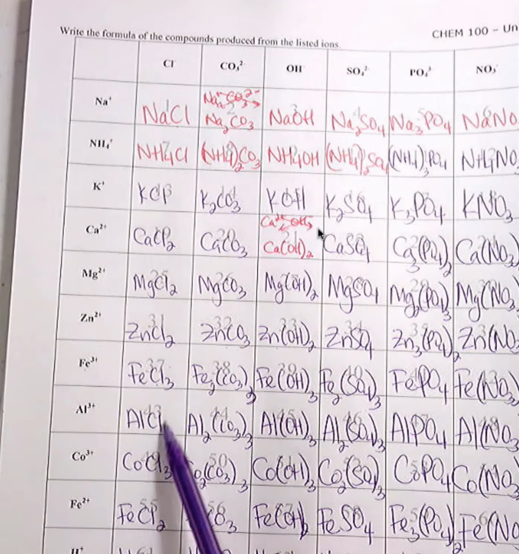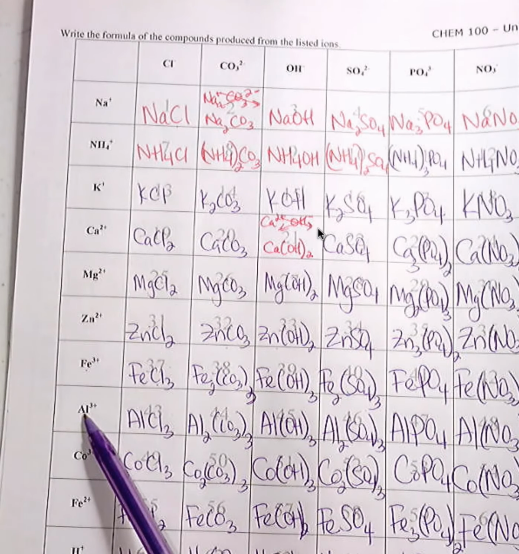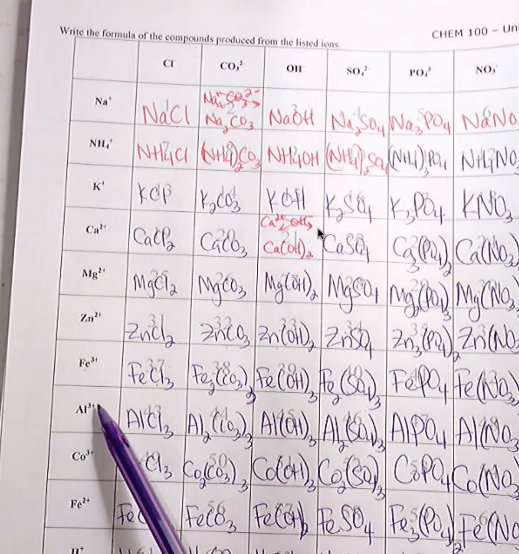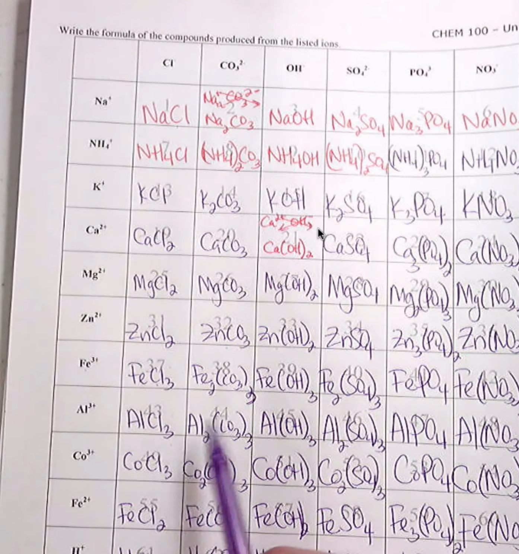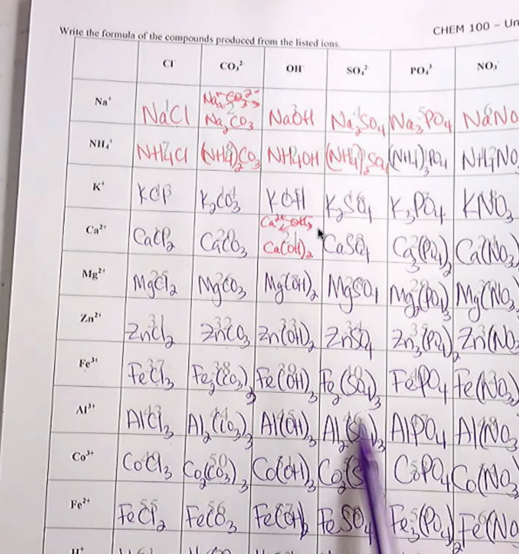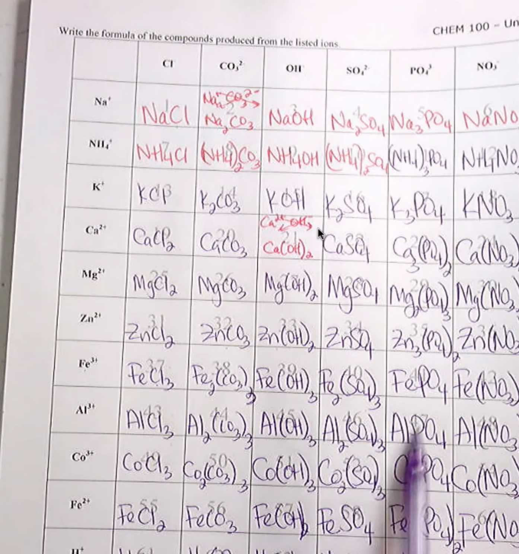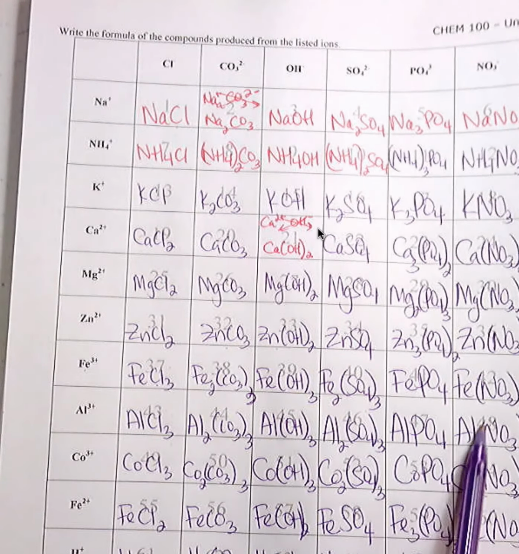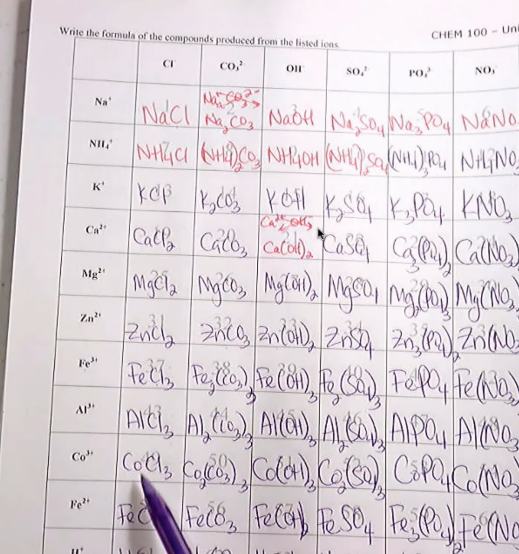All right, 43. Aluminum is not a transition metal. Therefore, you do not say what the charge is. Aluminum chloride. 44, aluminum carbonate. 45, aluminum hydroxide. 46, aluminum sulfate. 47, aluminum phosphate. 48, aluminum nitrate.